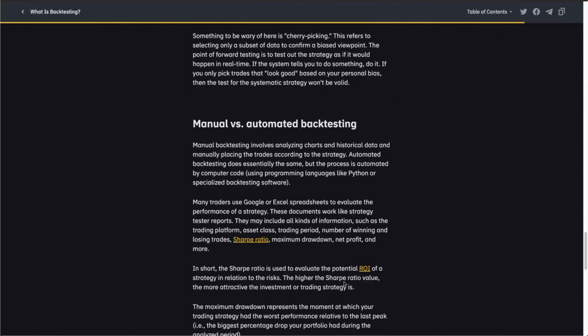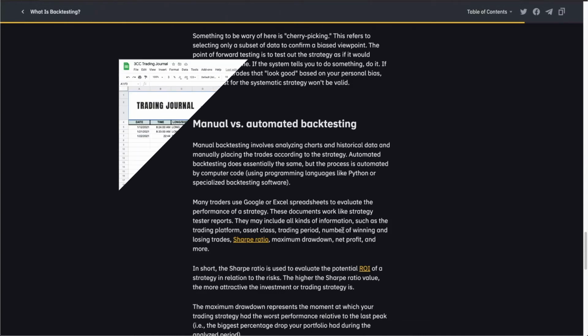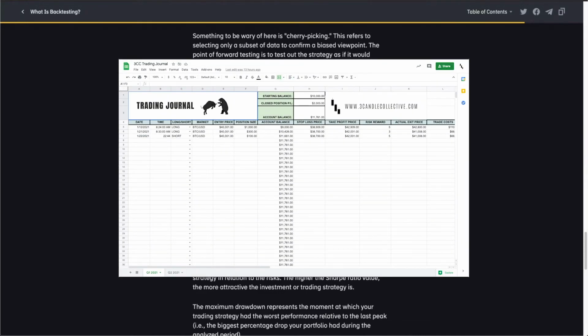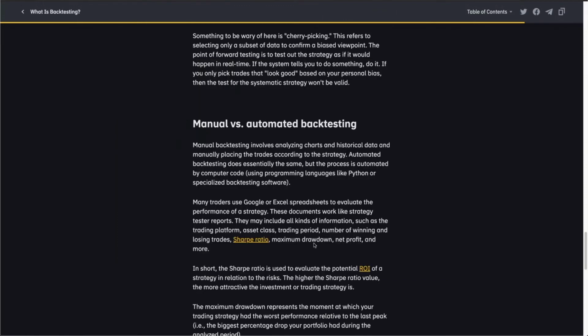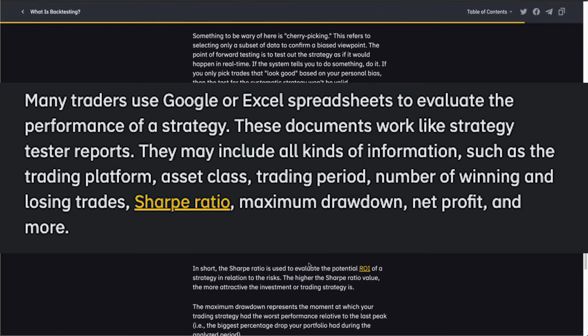Now, many traders will use Google or Excel spreadsheets to evaluate the performance of a strategy. If you scroll to the top of this chapter, you will see that I've created a trading log, trading journal for you to use in the event you would like to go back and backtest your potential strategy. You can log all of the potential trades in this trading log. Now, these documents work like strategy tester reports. They may include all kinds of information such as the trading platform, asset class, trading period, number of winning and losing trades, Sharpe ratio, maximum drawdown, net profit, and more.